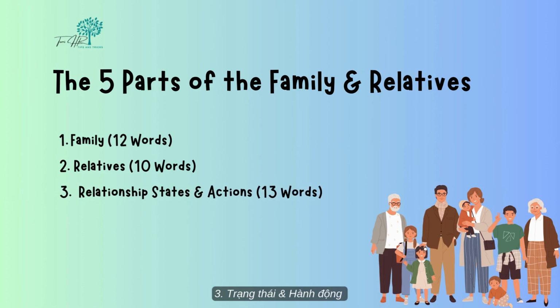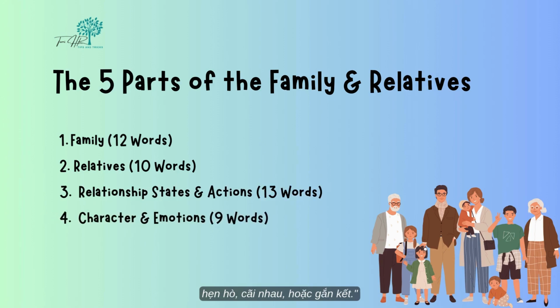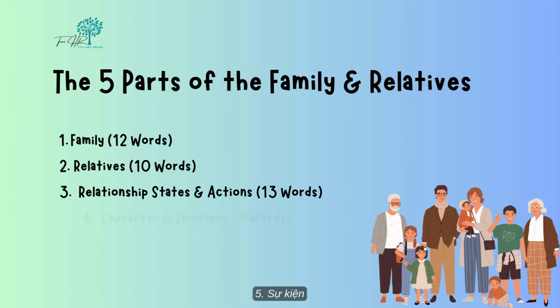Part 3. Relationship states actions, 13 words. In this part, we'll cover vocabulary for relationship status and common actions in relationships, like dating, arguing, or bonding. Part 4. Character emotions, 9 words. Here, you'll learn adjectives and phrases to describe personality and emotional states, very useful for everyday conversations.